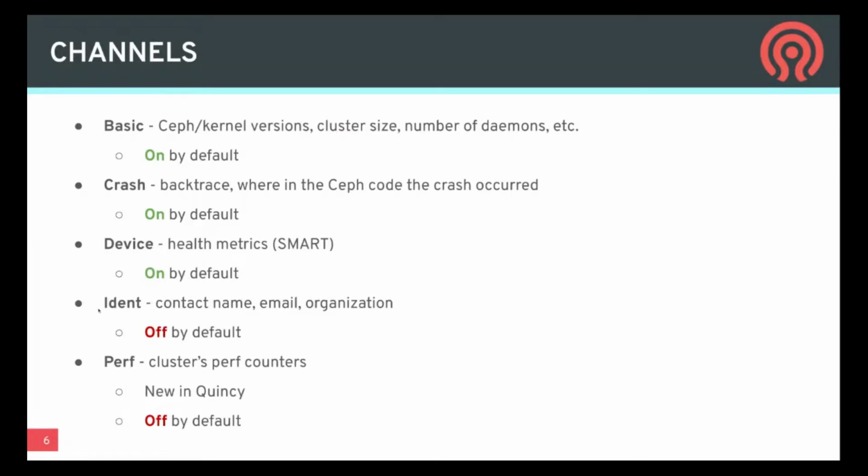And then the ident channel has the option for users to share their contact details, like their email and what organization they're from. This one is, of course, off by default, and it has to explicitly be turned on. And in Quincy, we added the perf channel, which has all sorts of perf counters of the cluster, and this one is also off by default.